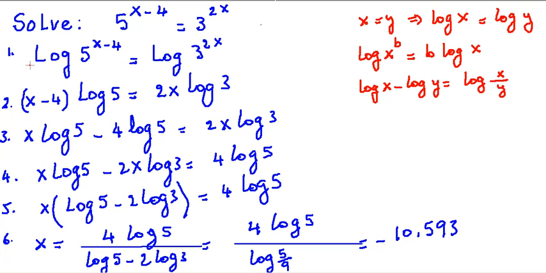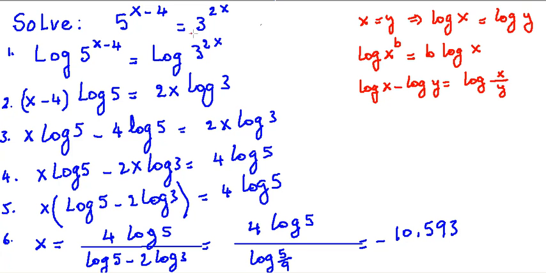Okay, I started here by solving the exponential equation 5 to the power x minus 4 equals 3 to the power 2x. Now, since the bases are 5 and 3 and we cannot make them equal, the only way to solve this problem is to take logs on both sides. And this is one of the properties of log. If you have, let's say, x equals y, you can take log x equals log y. That's one of the properties of logs.